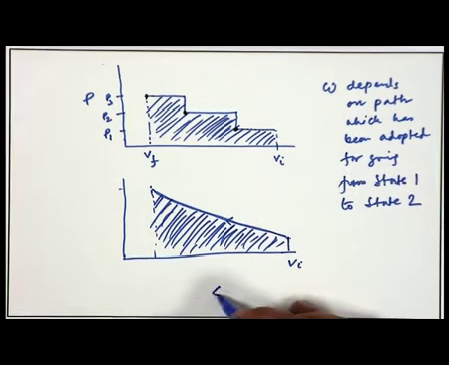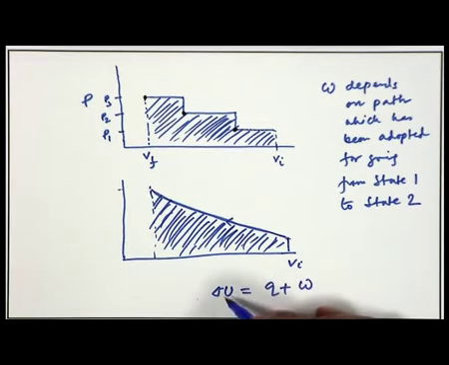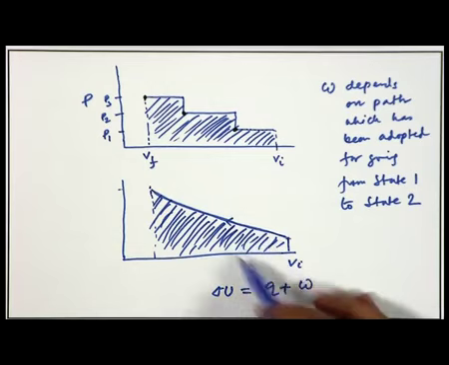Now, we know delta U is Q plus W, and U is a state function, because it only depends on pressure, temperature, volume and the amount of substance in the system. So, U is a state function. So, if W is a path function, then q also must be a path function in this case. Okay.